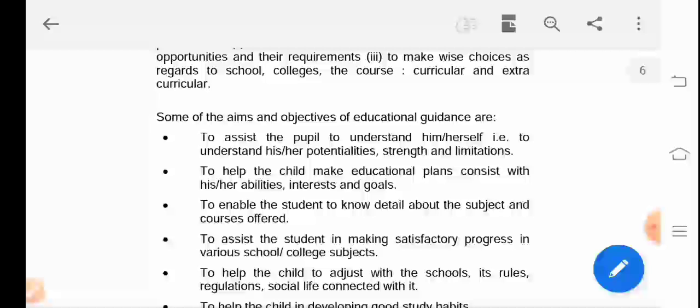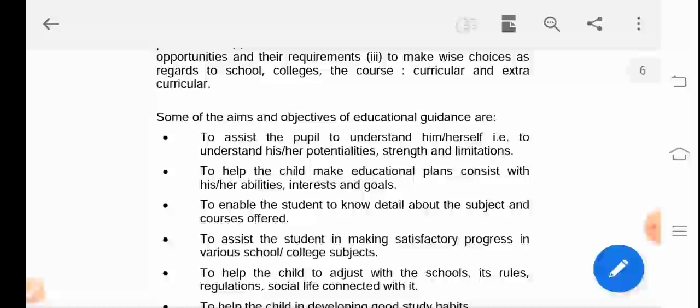Besides, educational guidance also helps an individual or a child to make educational plans consistent with his or her ability, interest and goal. While developing various plans, educational guidance helps individuals to identify and recognize their abilities, interests and goals, and accordingly make plans so that their ability and interest can be utilized in the best way. It also enables students to know the details about subjects and courses.